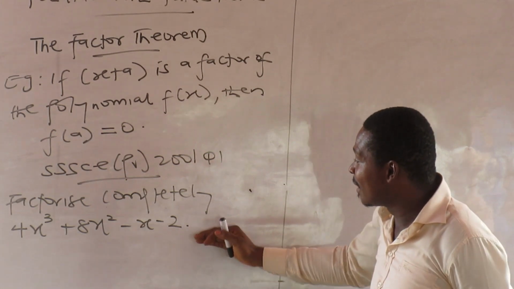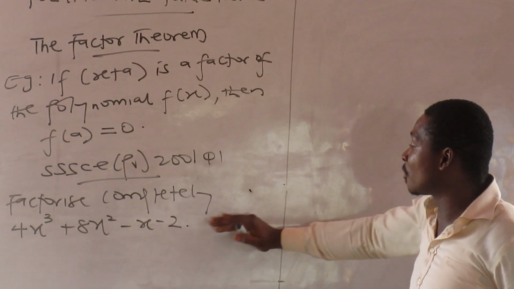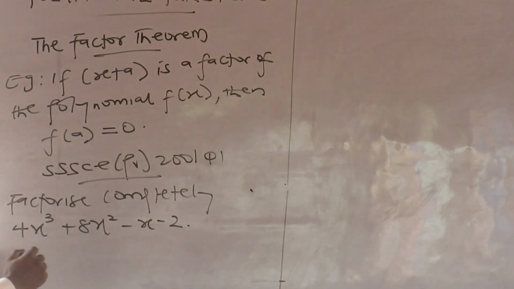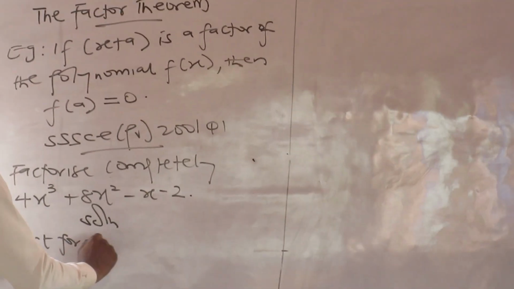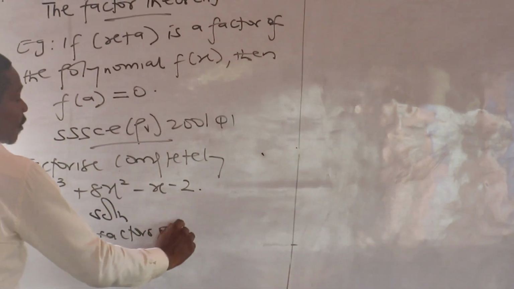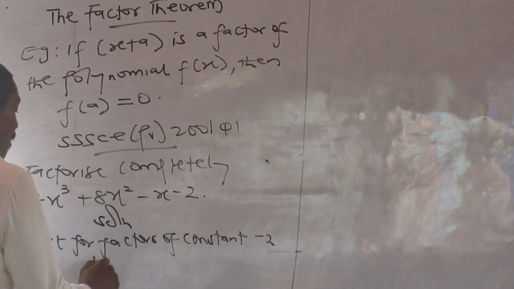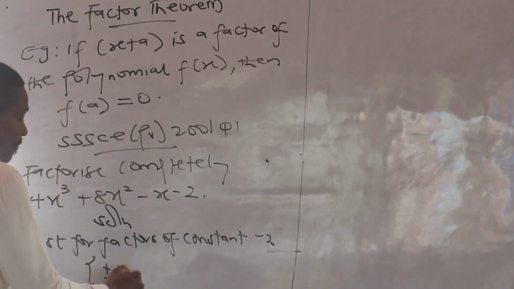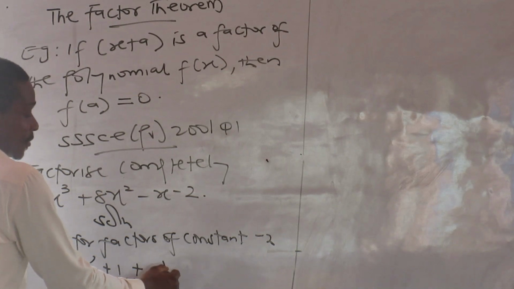So when you get a factor, you take that through the long division method. I also give you an alternative to this. So you test for the constants. Let's start by testing for factors of the constant. The constant is what? Minus 2, right? I can have plus or minus 1 here. It means minus 1 can do, positive 1 can do, positive 2 can do, minus 2 can do. That is possible, and that is all.